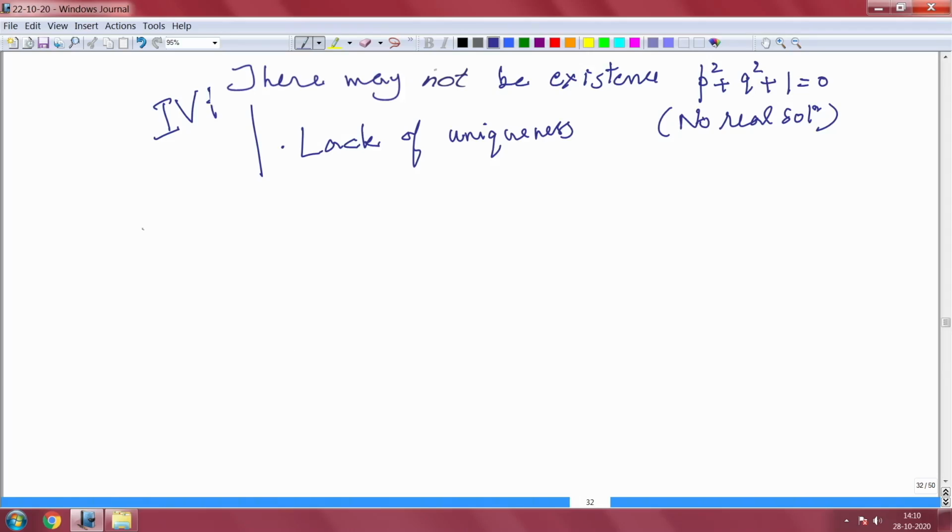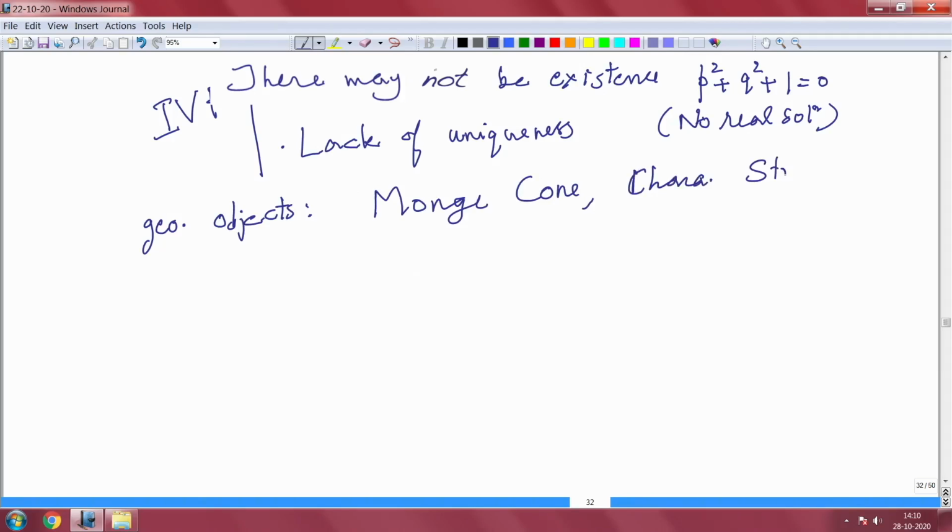And there are more geometrical objects, like the Monge cone, which I am going to introduce, and Monge's characteristic strips, etc. So you have to do this kind of geometry. However, the initial value problem is the same as earlier.